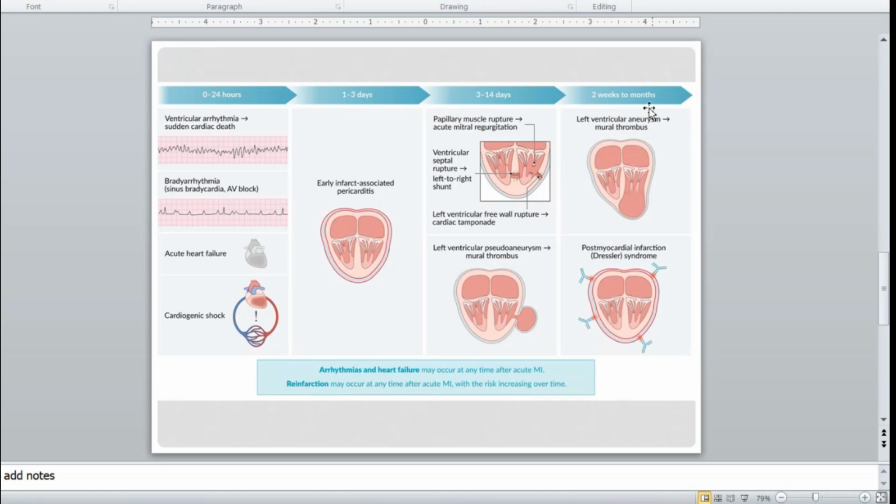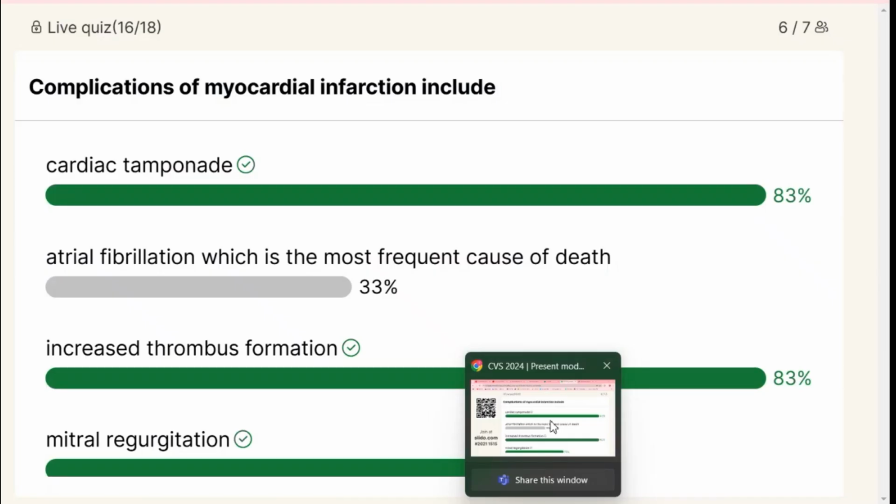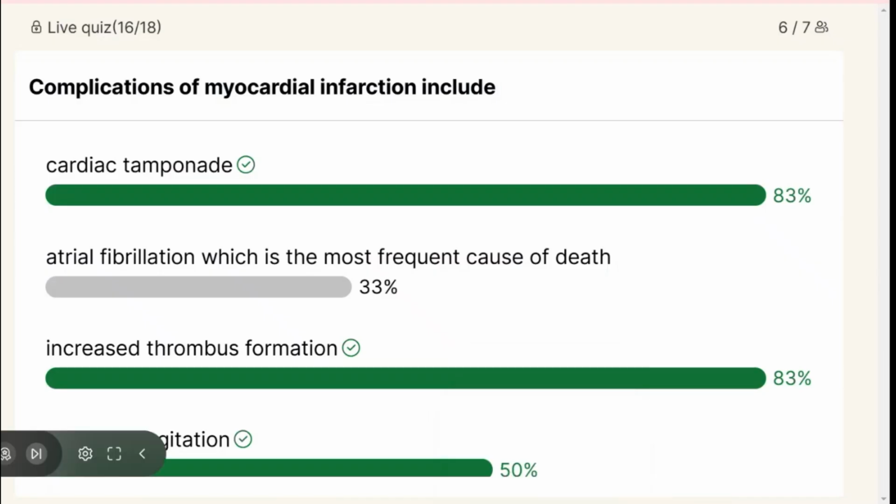aneurysms with increased tendency for thrombosis in the wall. And yeah, these are mainly the complications of myocardial infarction. So remember the arrhythmia, the mechanical complications, and the increased thrombus formation. So next question.